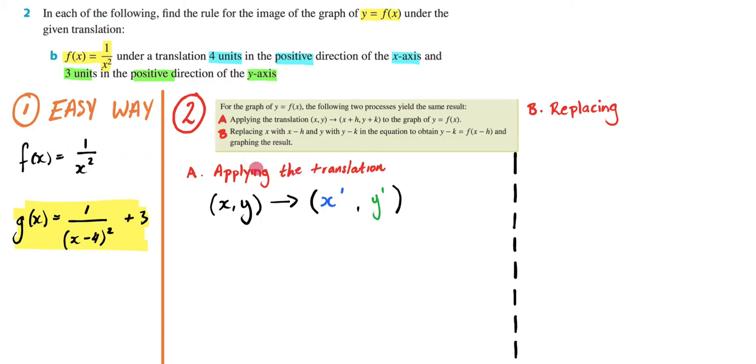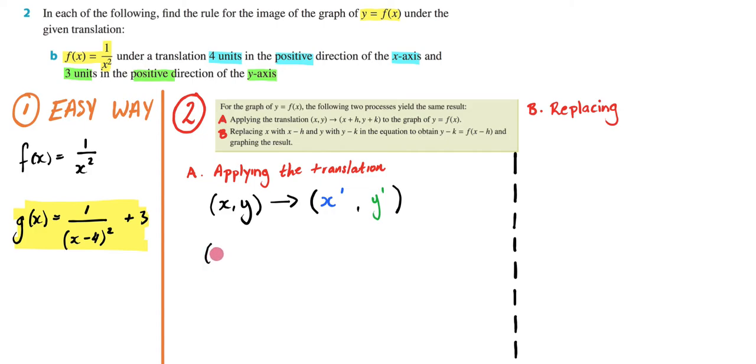But let's now look at the hard way. The hard way is a 2-step process. We're first going to apply the translation and then do some replacing. So let's begin with our first step. Here is our original point, the point x, y. Then we're going to apply our translation and we're going to get new points. I'm calling these new points x dash and y dash.